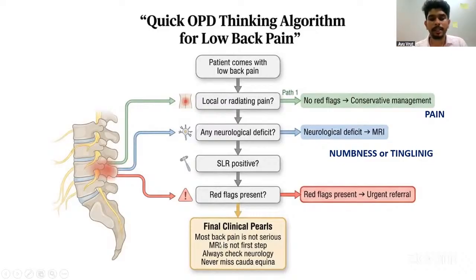The final clinical pearl is that most back pain is not serious. MRI is not always the first step for patients. Check for neurological symptoms. If present, don't miss cauda equina syndrome.